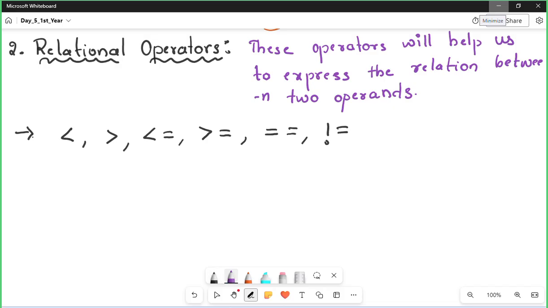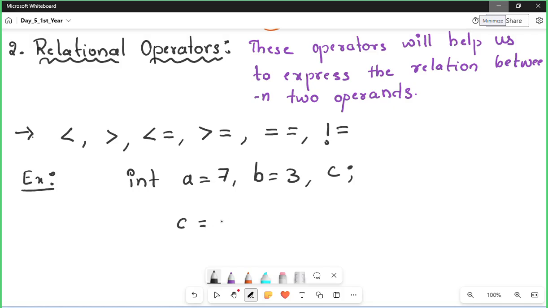Now, one more thing we need to understand is, let us take an example. For example, int A is equal to 7, B is equal to 3, and variable C. Now, if I write C is equal to A greater than B, tell me, this condition A greater than B, is it true or false?